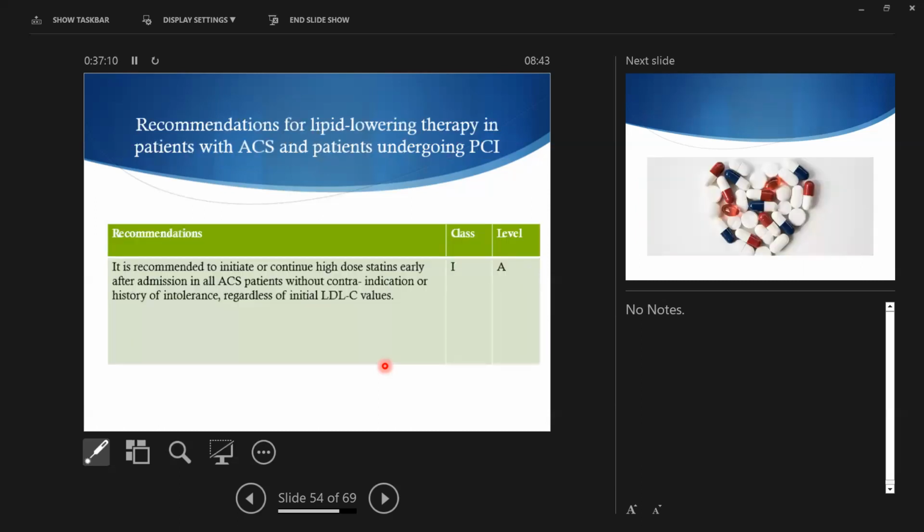In patients with acute coronary syndrome, when patients undergoing PCI present to you with acute MI or unstable angina, we have to give a high dose statin on admission after taking a sample for lipid profiling. Our aim is to bring down the LDL to less than 50% of the baseline, irrespective of the initial LDL level. That's the recommendation of statin in ACS.